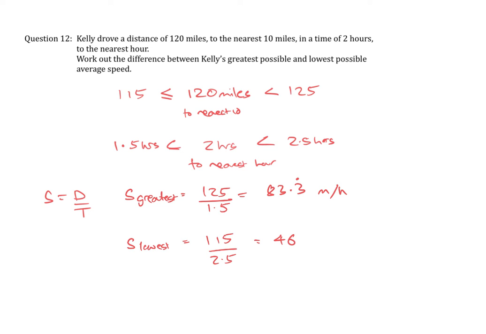Checking the question, it says work out the difference. So the difference is just going to be one subtract the other. So it's going to be 83.3 recurring, subtract 46. And that's going to give me the answer of 37.3 recurring miles per hour, which can be written as mph.